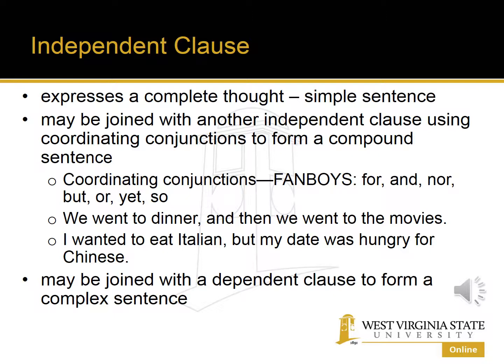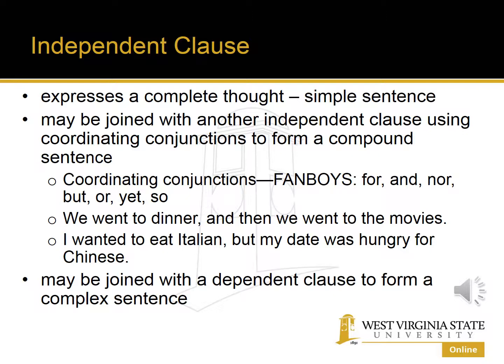In the example, after we ate dinner, we went to the movies. We went to the movies is an independent clause. We have the verb, went, we have the subject, we, and we have a prepositional phrase, to the movies. The sentence expresses a complete thought and could stand by itself as a simple sentence. Independent clauses may also be joined with another independent clause using a coordinating conjunction to form a compound sentence.